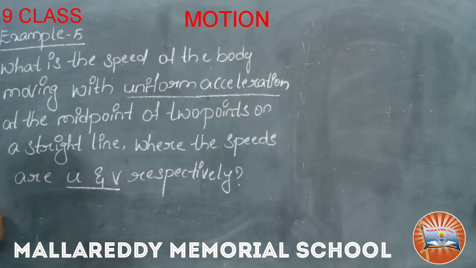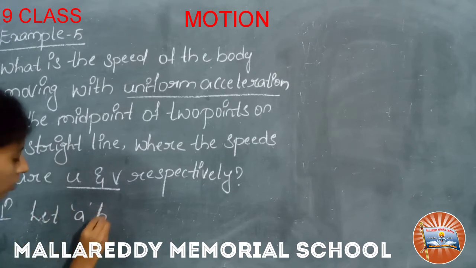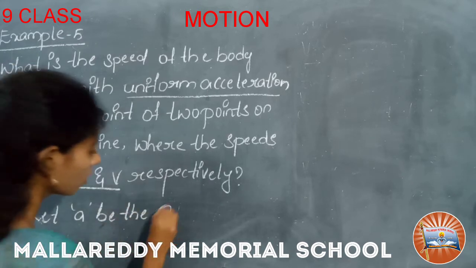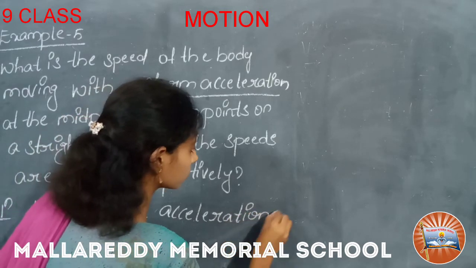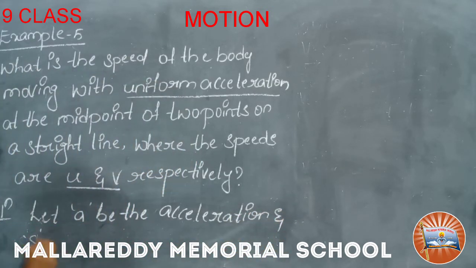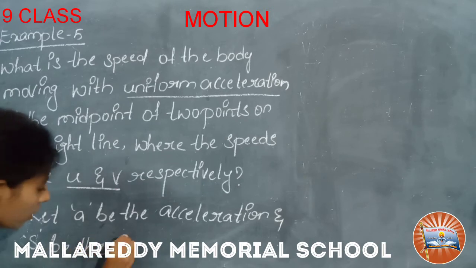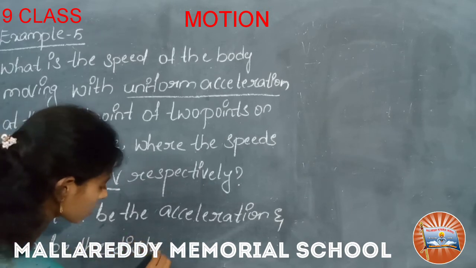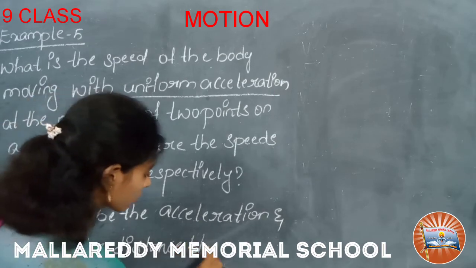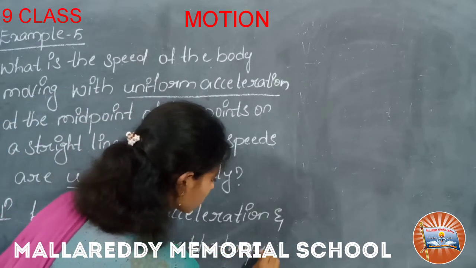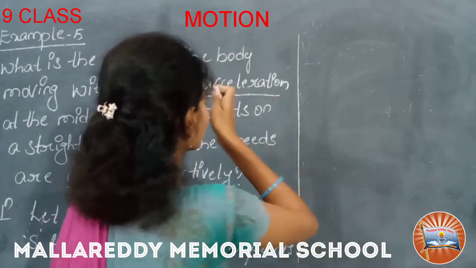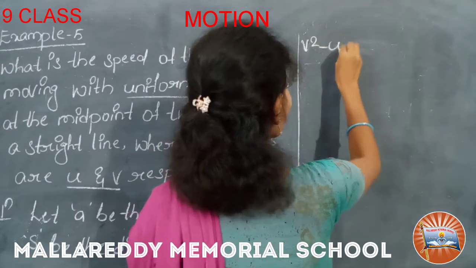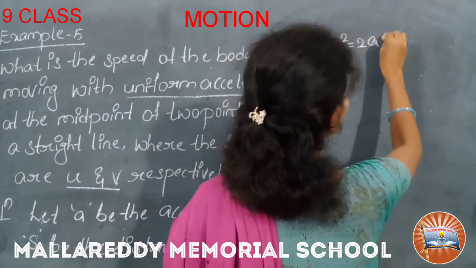So from this we can write, let a be the acceleration and s be the distance between 2 points. So from this we can write the equation v square minus u square equals 2as.